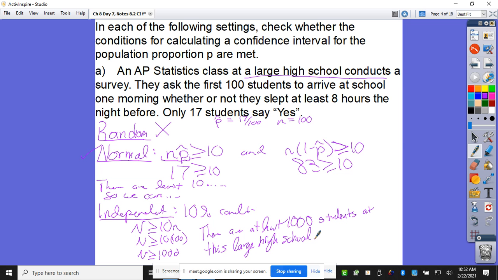Random, yes or no? Yes, random sample, which is random selection. Normal, yes or no? Thinking through this, our n times p hat would give us what number? 3. Is 3 at least 10? No. So we're considering success here being too much salt: 3 successes and 22 failures. 3 is not at least 10, so it would not meet that normal criteria.